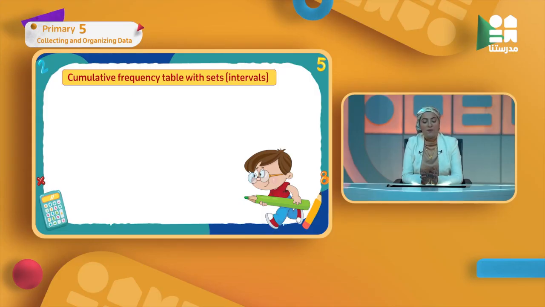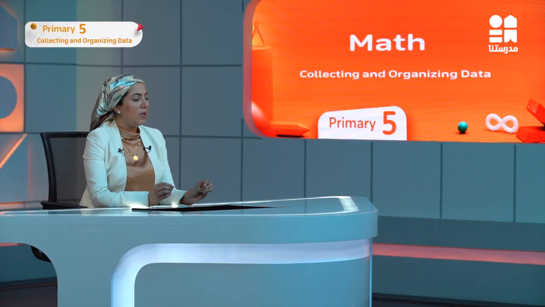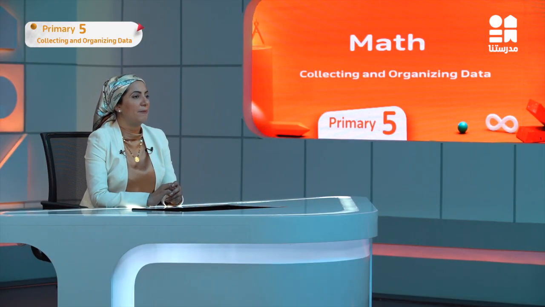That's why I say its name is cumulative frequency table, because I use intervals. I use a certain range: all the grades from number 1 till before I reach 10, then all the grades from 10 till before 20, all the grades from 20 till before 30, and so on.